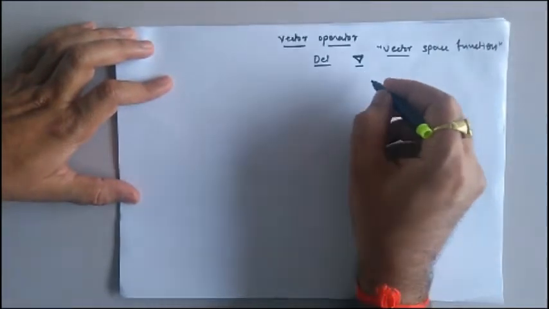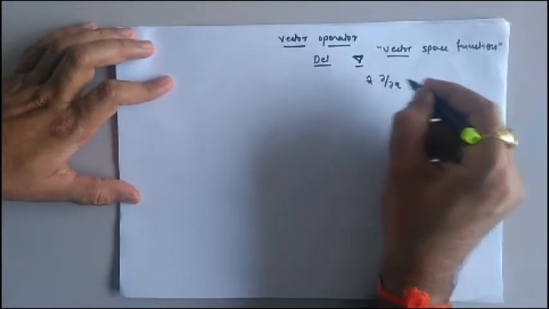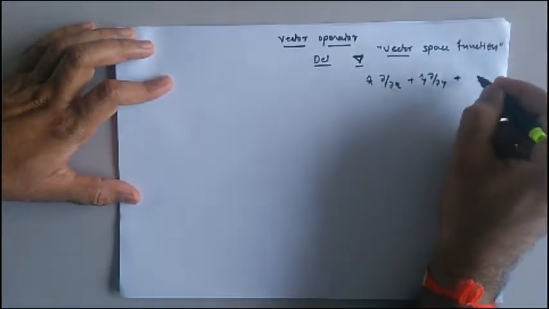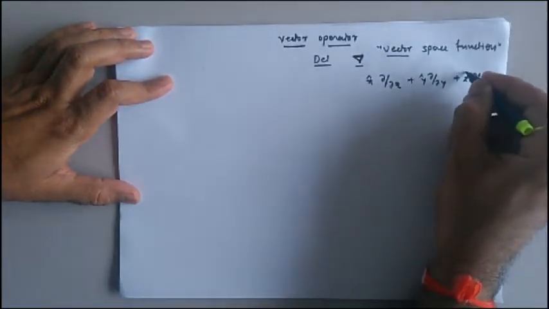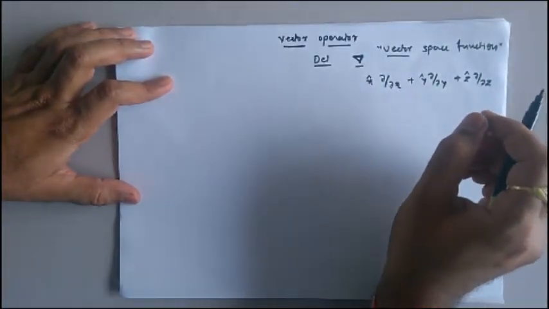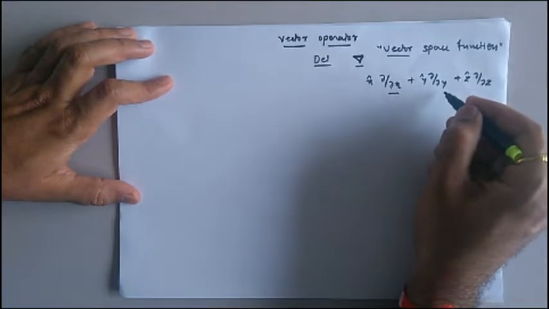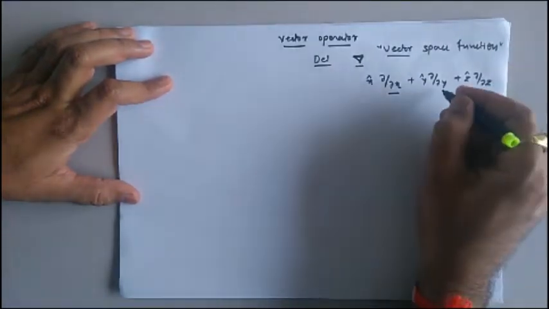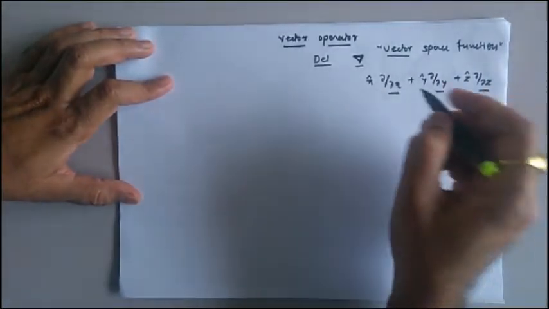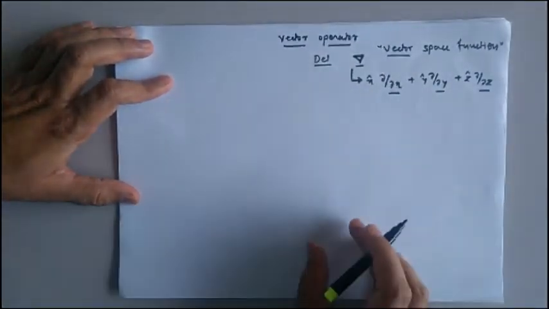Mathematically, this del is given by dou by dou x in the direction of x cap plus dou by dou y in the direction of y cap plus dou by dou z in the direction of z cap. That means dou by dou x, how that particular quantity is going to vary with respect to the x axis, is defined by this particular component. Dou by dou y indicates how that quantity is going to vary with respect to the y axis, and dou by dou z indicates how the quantity is going to vary with respect to the z axis. So this is the mathematical operating meaning of the operator del.